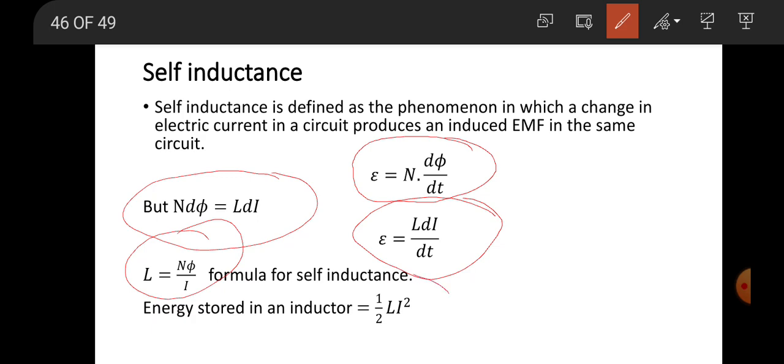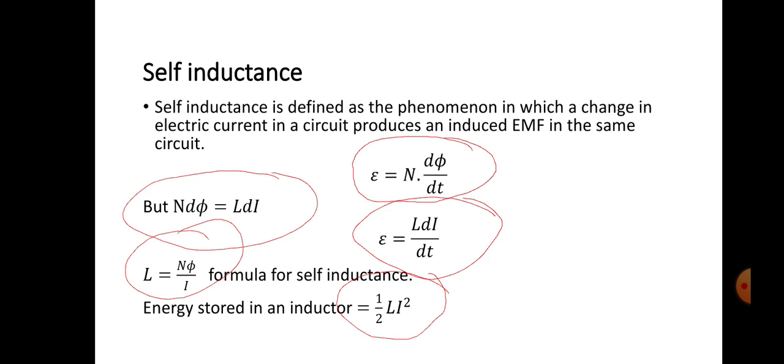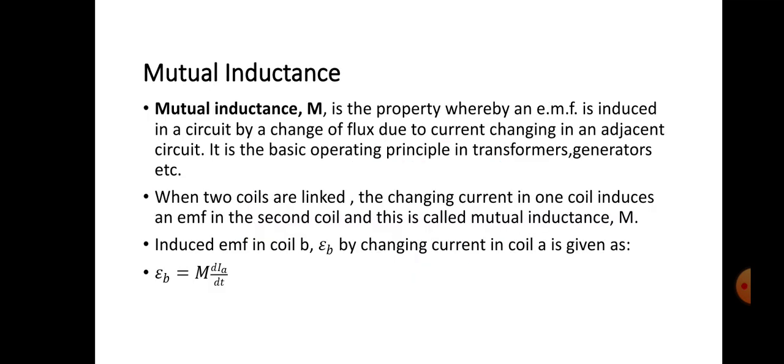Then in addition, we should also know that the energy stored in an inductor is half Li squared. But mutual inductance M is a property whereby an EMF is induced in a circuit by a change in flux due to a current changing in an adjacent circuit. This is the basic operating principle in transformers and generators. So the change in flux in one coil causes an induced EMF in another coil. That's the difference. In self-inductance, the change in flux induces EMF in itself, but this one is in another coil.